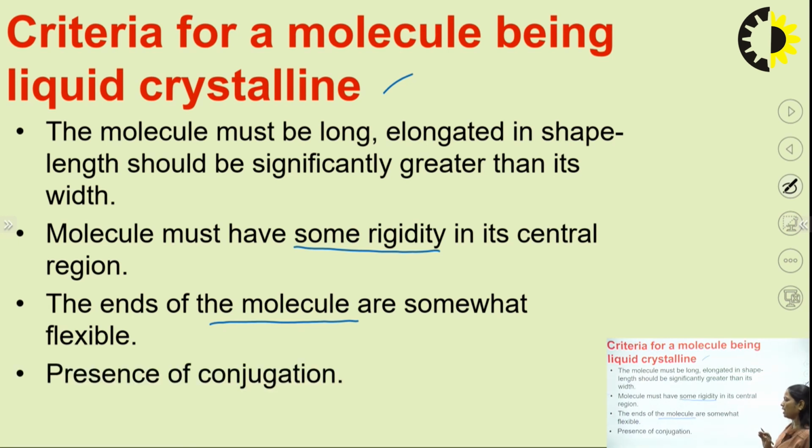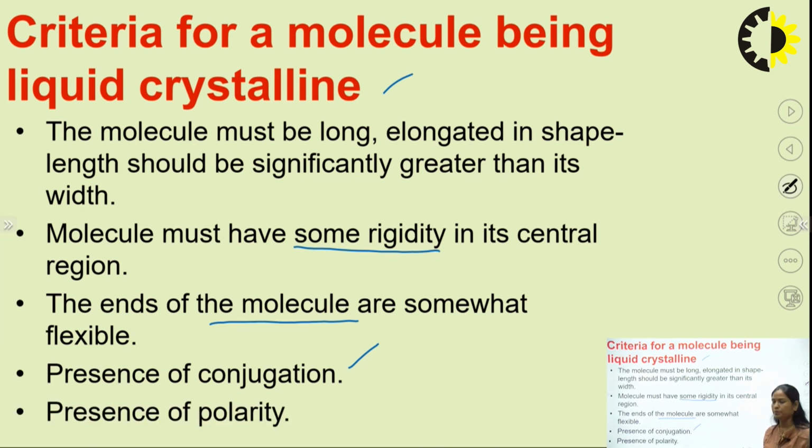Other properties are presence of conjugation. Most of the liquid crystal molecules have conjugation in them. So we can say the long elongated molecule having conjugation. In organic chemistry, there are so many molecules which have a long elongated structure and also conjugation, and are able to show liquid crystalline state during phase transformation. And presence of polarity is another reason to show liquid crystal.